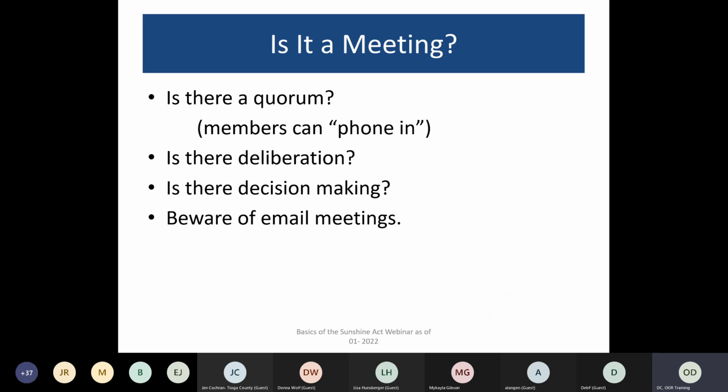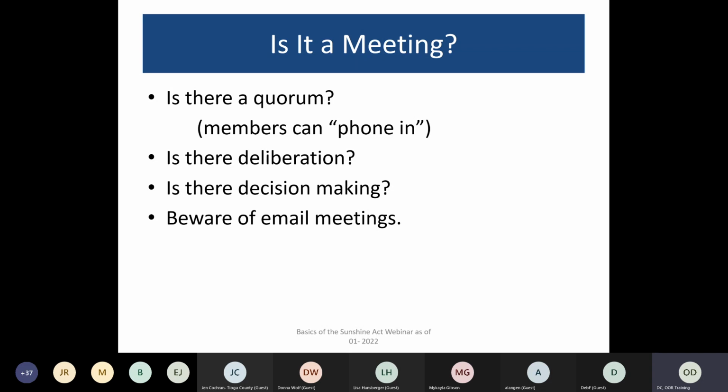Now, what about when you're having an official meeting and you don't have a quorum physically present? Can other members phone in to reach that quorum? Well, yes and no. Under Pennsylvania law, if you go to the acts that govern the various government entities, you can phone in unless you're a borough or a first-class township. Under the codes, they require that a quorum be physically present.